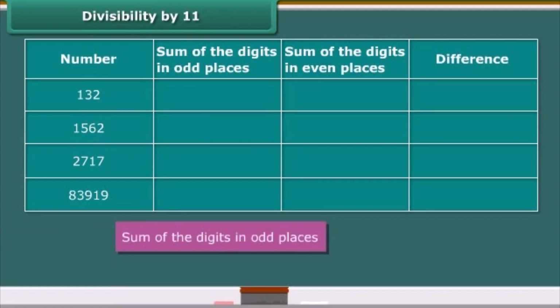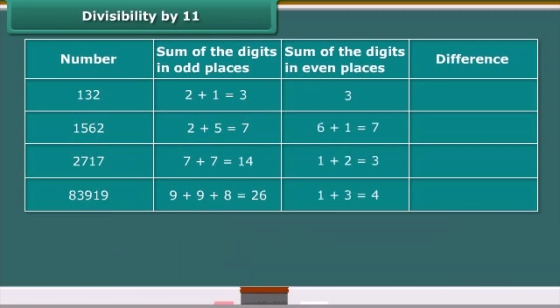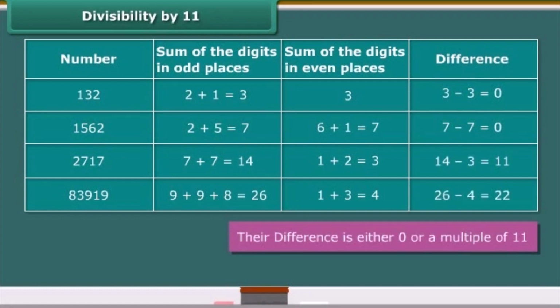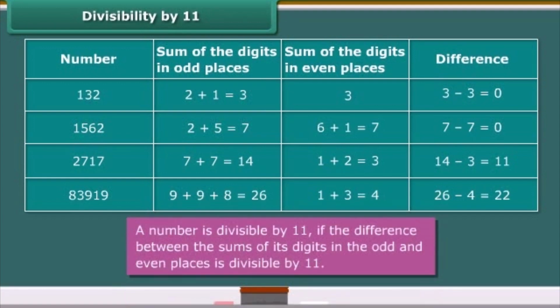Consider the sum of the digits of these numbers in the odd places, starting from ones place. Likewise, consider the sum of the remaining digits or the digits in the even places. Compute the difference between the two sums just obtained. The difference is either 0 or a multiple of 11. This is not by chance. It is a general rule. A number is divisible by 11 if the difference between the sums of its digits in the odd and even places is divisible by 11.